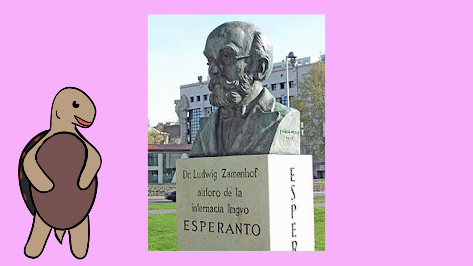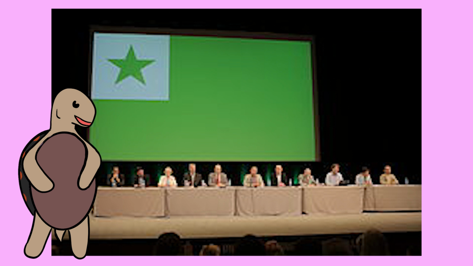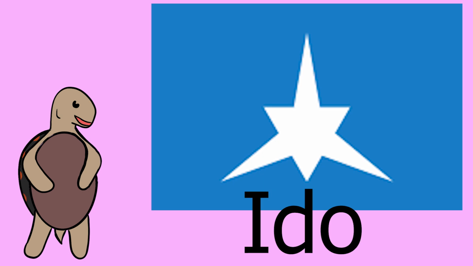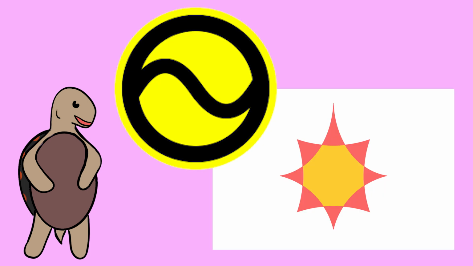Nonetheless, it is quite popular today and even has native speakers, probably also 60,000 to 2 million L2 speakers. The Delegation for the Adoption of an International Auxiliary Language was founded in 1900. It adopted Ido and not Esperanto. Ido is a reformed version of Esperanto. It did not have a big impact, to be honest. There are many versions of Esperanto. They are called Esperantidos. There were many more conflicts like Interlingua and Novial, but they all kind of failed.